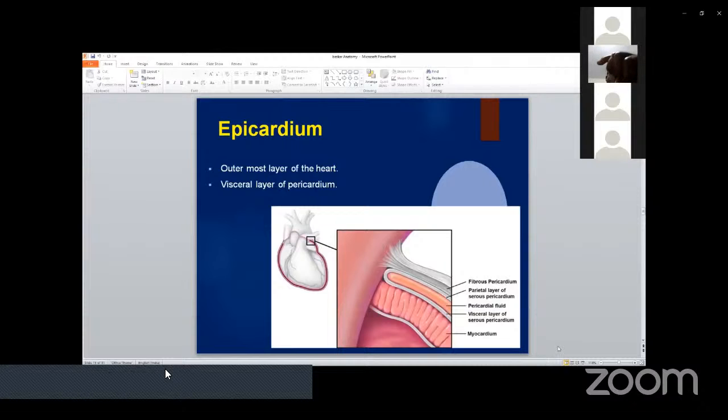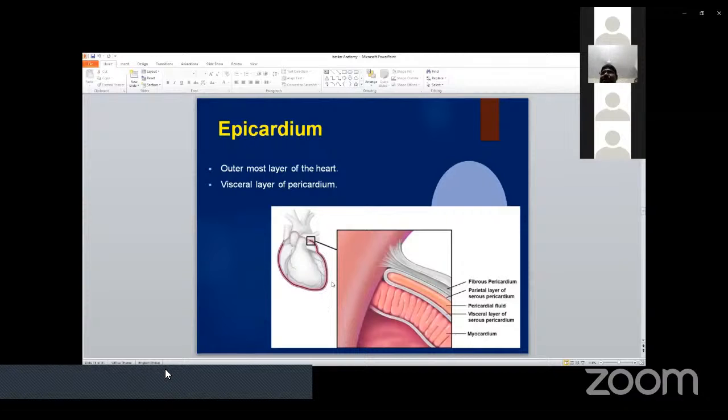Epicardium. Epicardium is the outer layer. You can see in the picture, the heart appears in white color. There you can see the position of the outermost layer of the heart. That is called epicardium.